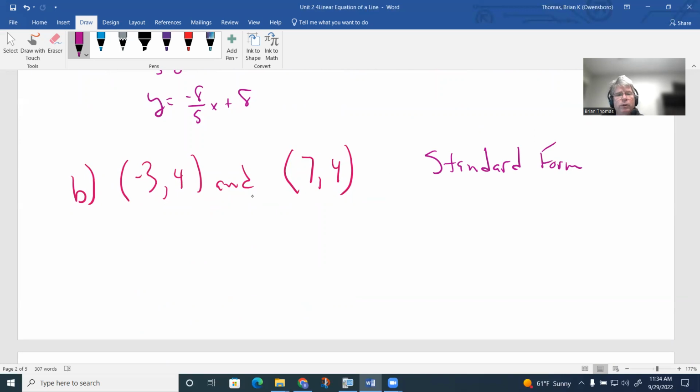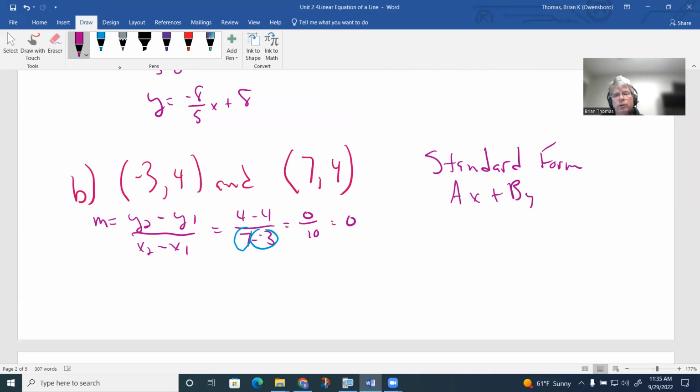Again, if I give you 2 points, I can use the slope formula to find the slope. So I'm going to have m equals this y2 minus this y1 over this x2 minus this x1. So I'm going to have 4 minus 4 over 7 take away a -3. Notice how, again, we have the 7 and the opposite of the -3 on the bottom. So we have 0 over 10, which turns into 0. Remember, in standard form, we have ax plus by is equal to c is what we're looking for.